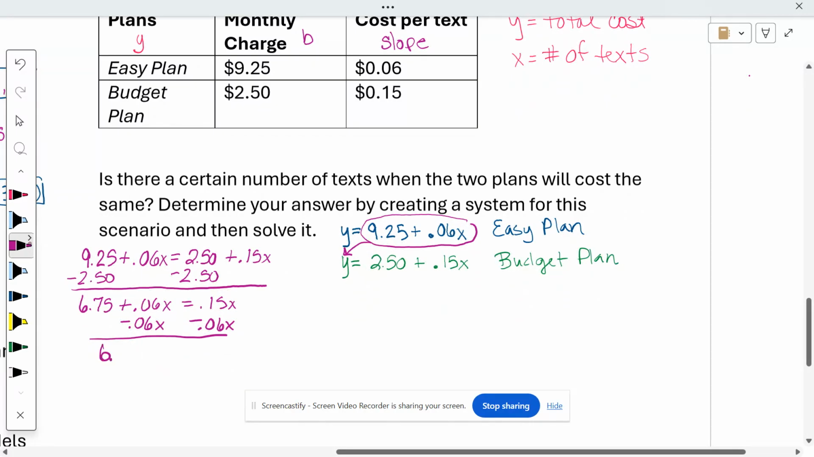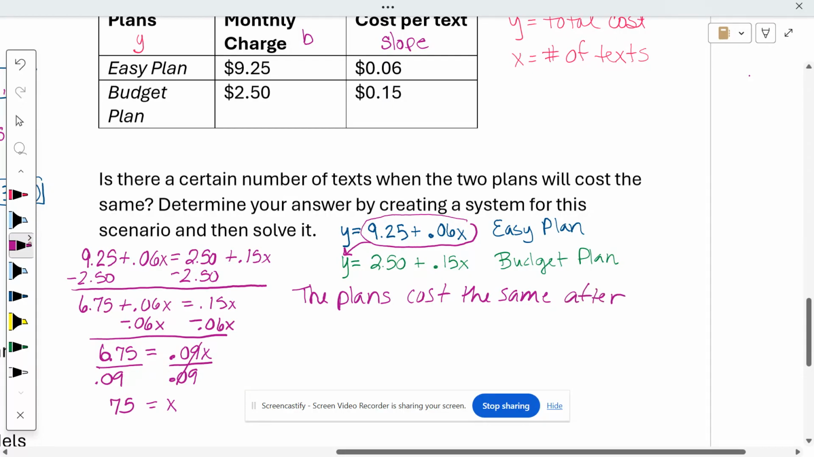So 6.75 equals 0.09x. Lastly, I'm going to divide both sides by 0.09. And I find out that x equals 75. So is there a certain number of texts when the two plans will cost the same? Yes. The plans cost the same after 75 texts. Well, what if you were asked what that cost was?